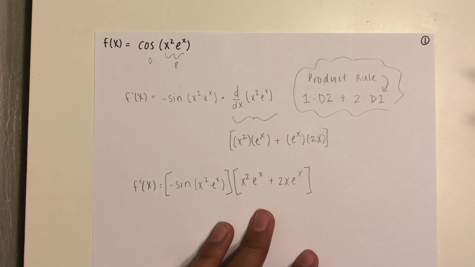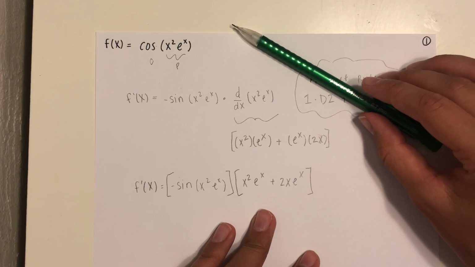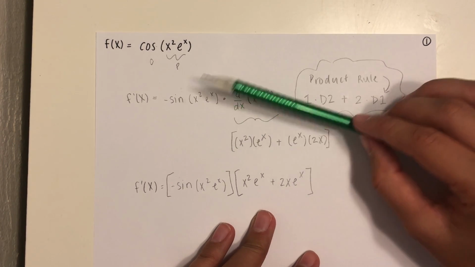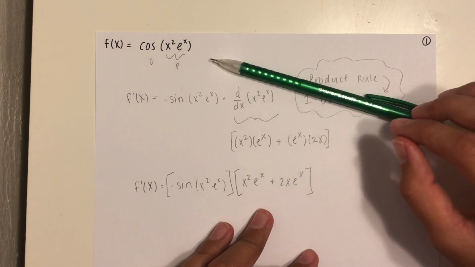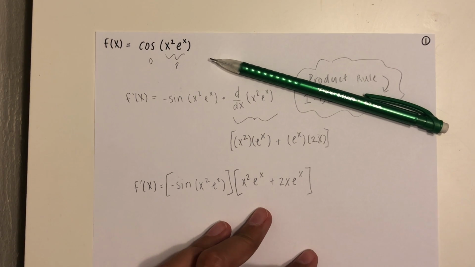Go ahead and check out the next video. We're going to do another problem which is slightly more complicated than this one. And I think by the fourth video, we have a problem that uses all three: product, quotient, and chain rules. So definitely check that one out because I don't think I've ever seen a calc exam that doesn't have that kind of problem on it. So definitely check that out.